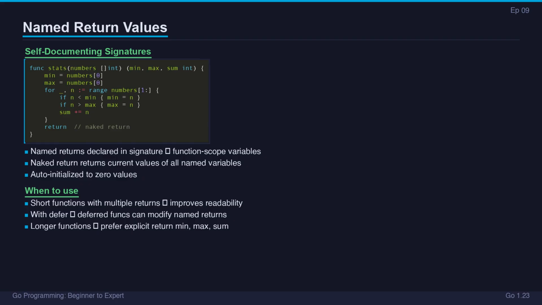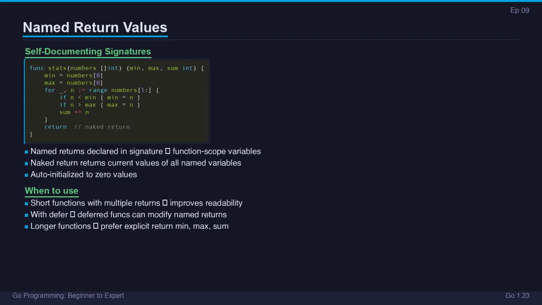Go lets you name the return values in the signature, which declares them as variables available throughout the function body. Named returns serve two purposes. First, they document the return values. Reading min, max, sum int tells you exactly what the function computes. Second, they enable the naked return statement, which simply returns the current values of all named return variables. Use named returns selectively. For short functions with descriptive names, they improve readability. For longer functions, explicit return min, max, sum is clearer because you can see exactly what's being returned at each return point.